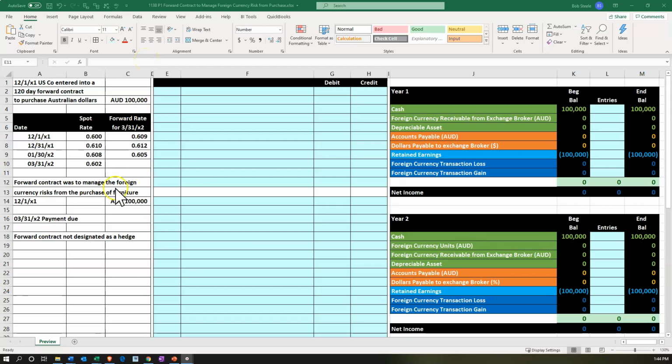Here we are in Excel. We have our information on the left-hand side. We're going to put that into the blue area on the right-hand side, including our journal entries and our worksheets, our trial balance worksheets where we have year 1 and year 2 worksheets. Let's take a look at our data.